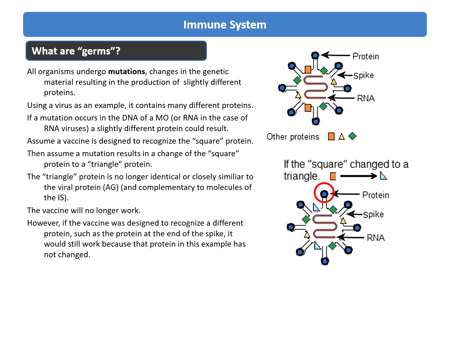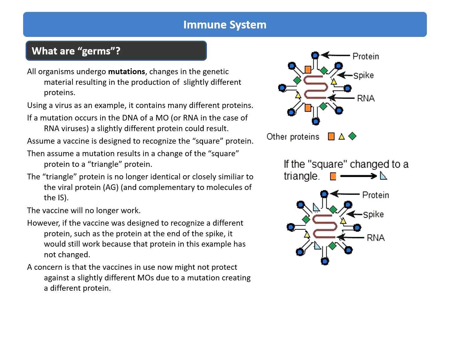However, if the vaccine was designed to recognize a different protein, such as the protein at the end of the spike, it would still work because that protein in this example has not changed. A concern is that vaccines in use now might not protect against a slightly different microorganism due to a mutation creating a different protein.